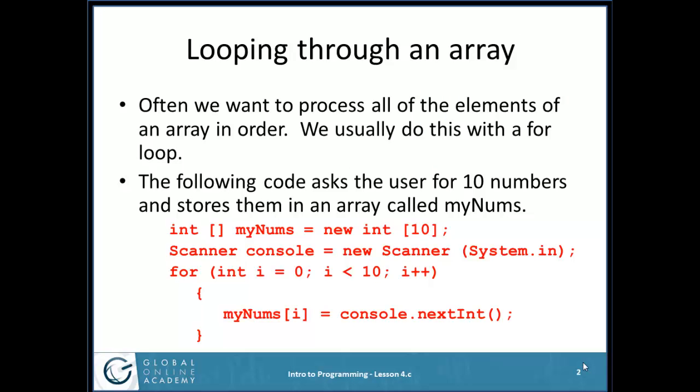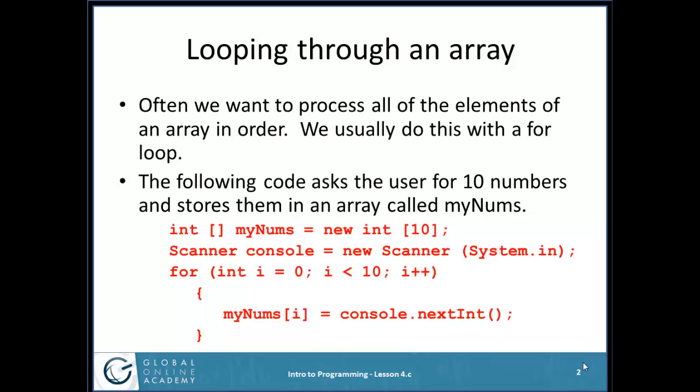Here's an example of looping through an array. Often we want to process all the elements of an array in order. We usually do this with a for loop. Remember, you've learned both for loops and while loops. A for loop is something that you count exactly how many times you're going to go through it. Since you know how big an array is, a for loop works pretty well with an array. So down here in red, here's an example.